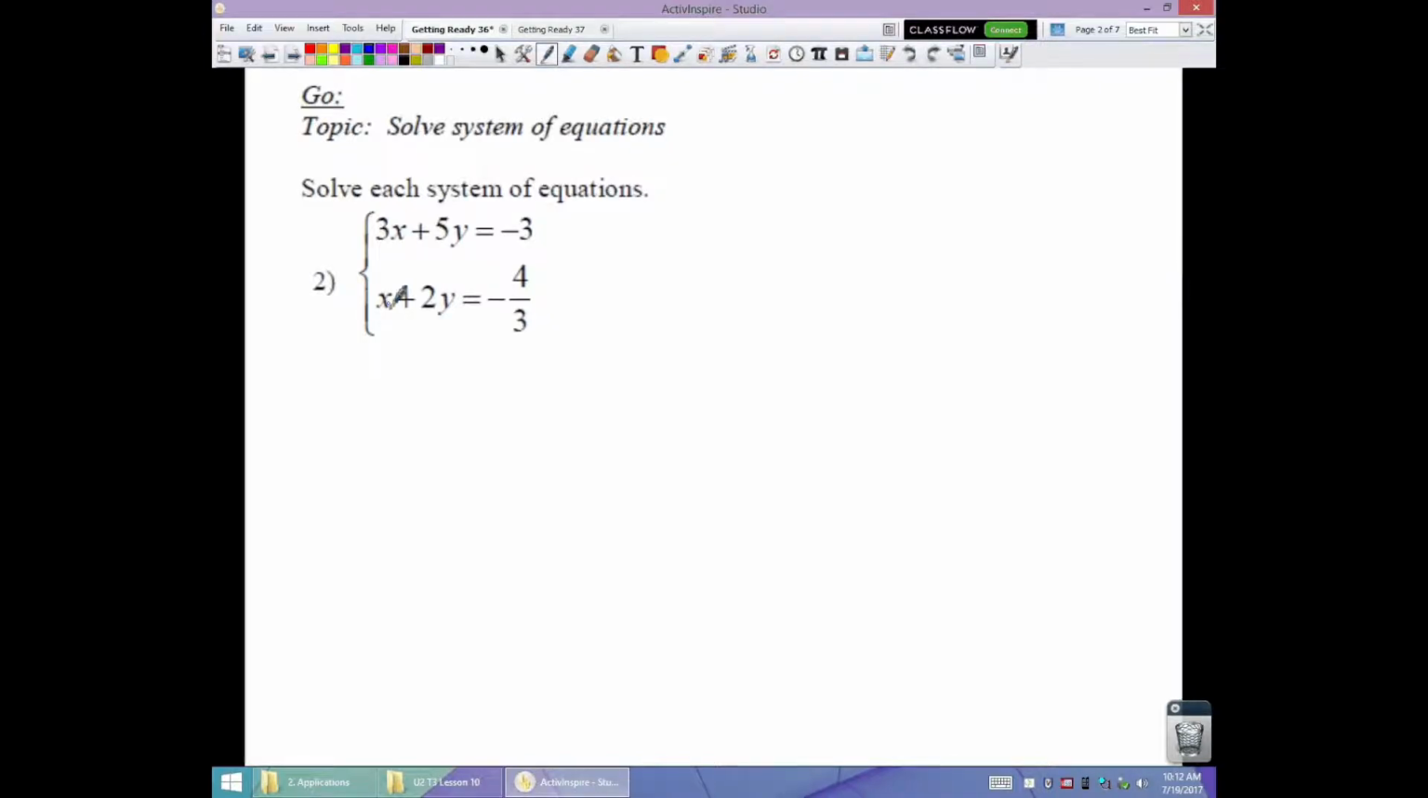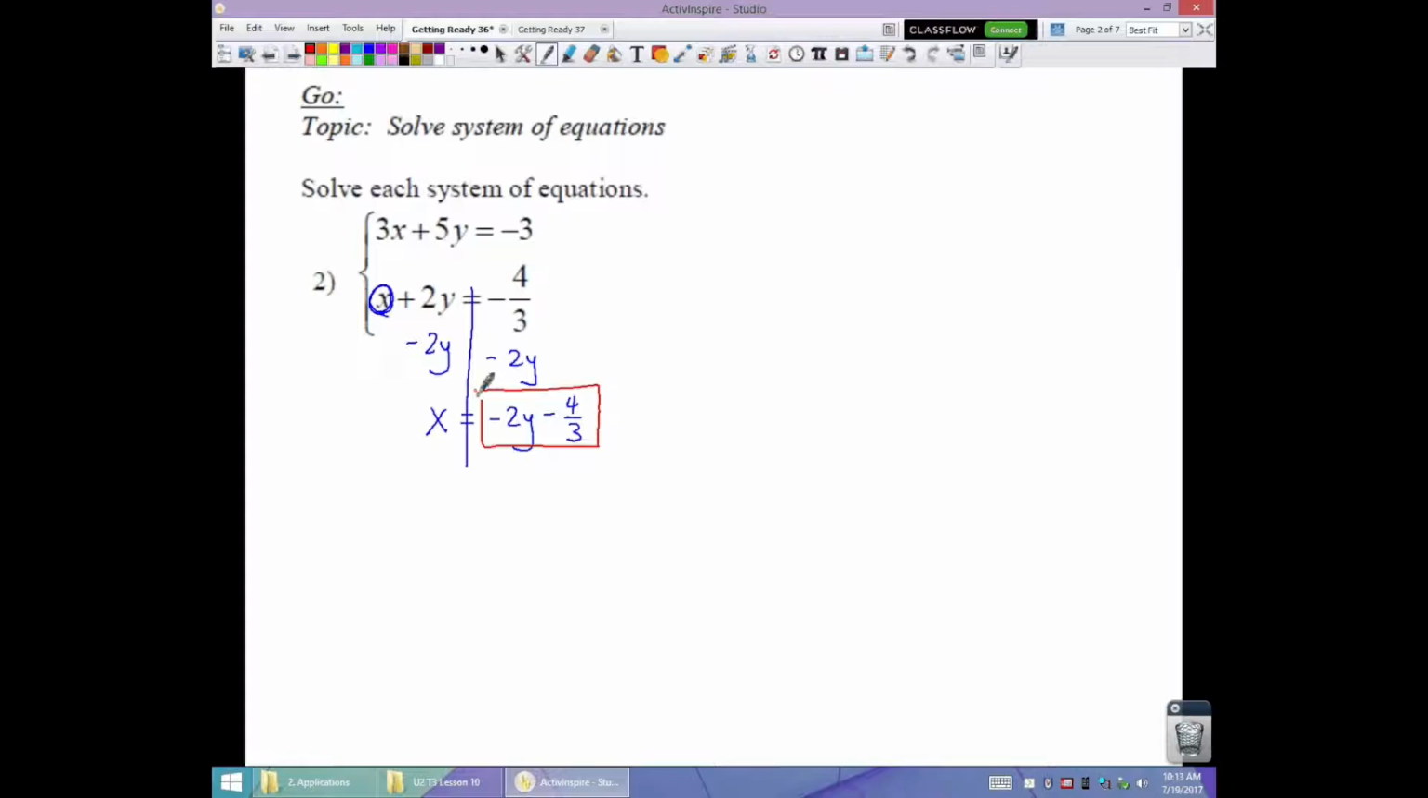And I think this x in the second equation is the simplest thing to isolate because it doesn't have a coefficient of its own. So I'm one step away from having x by itself. I just subtract 2y. So x is equal to negative 2y minus 4/3. That is the step that I've suggested you put in a box.